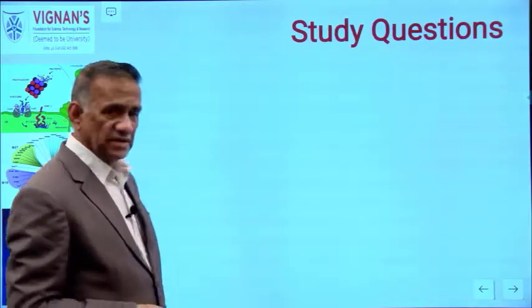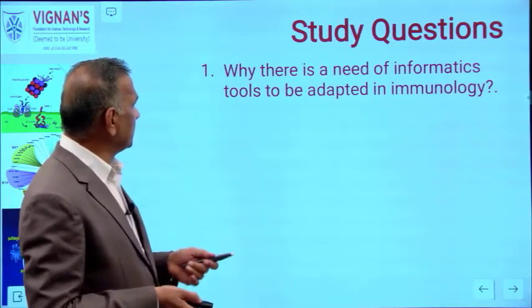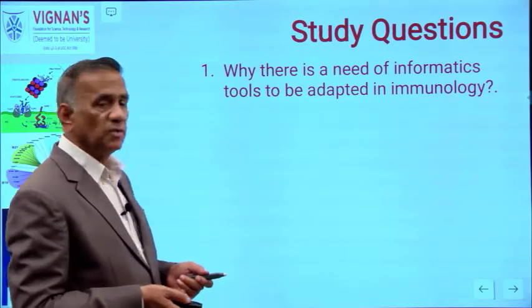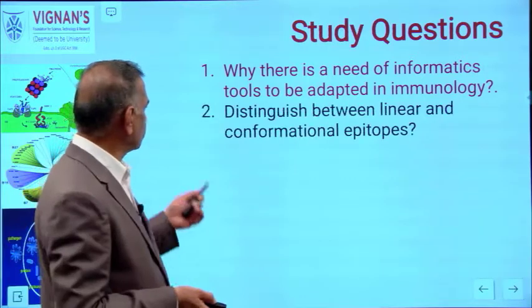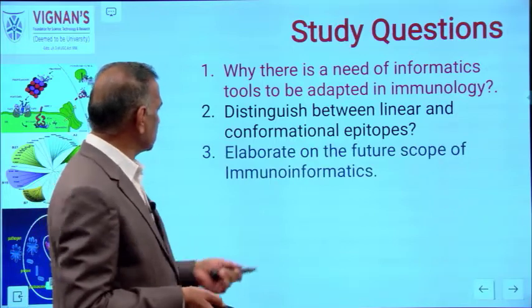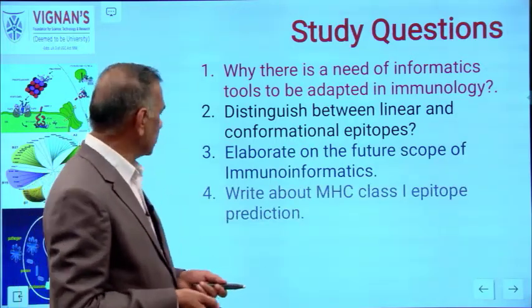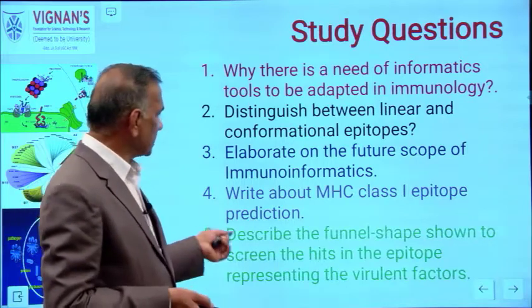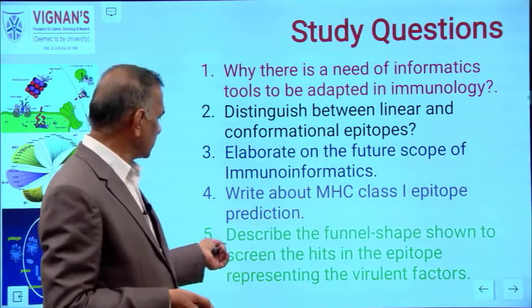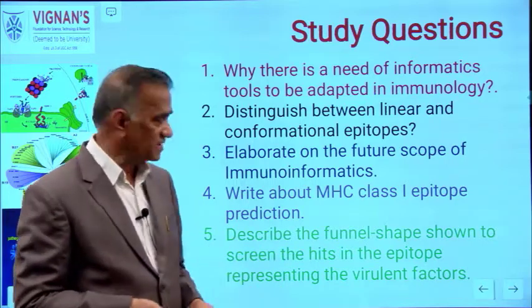Okay. So with this, let us go to the study questions for you to work at home. Why is there a need for informatics tools to be adopted in immunology? Distinguish between linear and conformational epitopes. Elaborate on the future scope of immunoinformatics, write about MSC class 1 epitope prediction, and describe the funnel shape shown to screen the hits in the epitope representing the virulent factors.